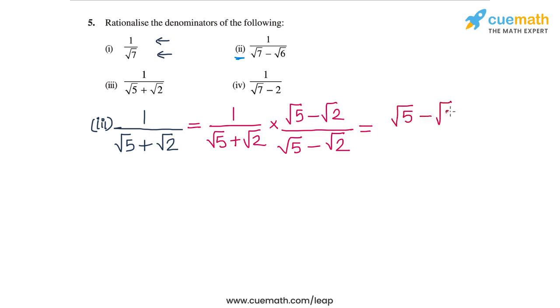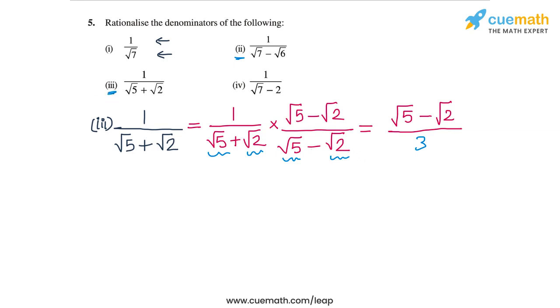In the denominator we will get, just like in the previous part, root 5 plus root 2 times root 5 minus root 2. So that's root 5 square minus root 2 square, or 5 minus 2, or 3. So we will get 3 in the denominator. So this is what we get after rationalizing the denominator of the third expression.